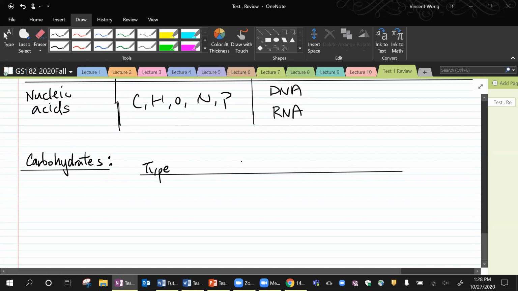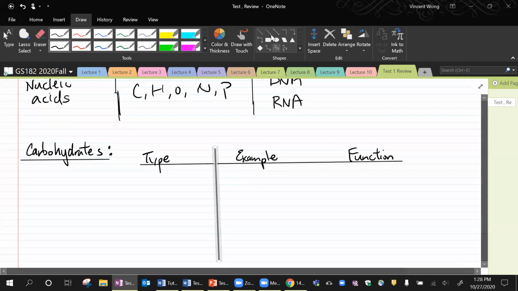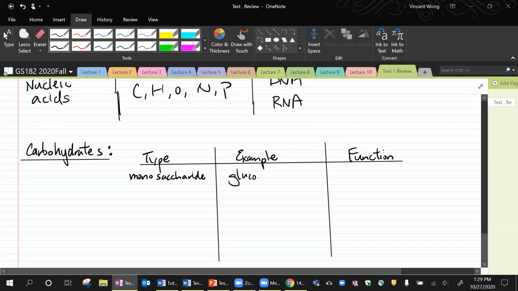So this is type, and then we will have examples and function. Okay. So types. So we talk about monosaccharides, right? Monosaccharides, which is a single sugar. An example of that would be glucose.